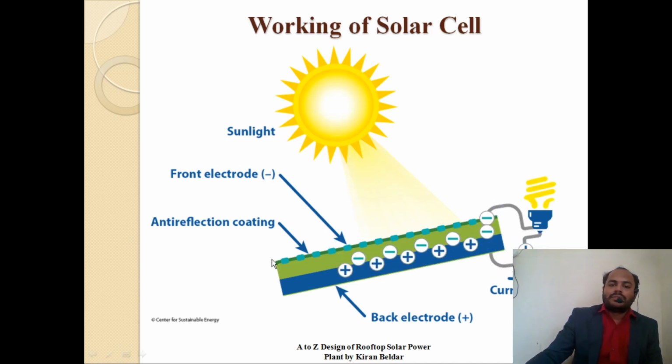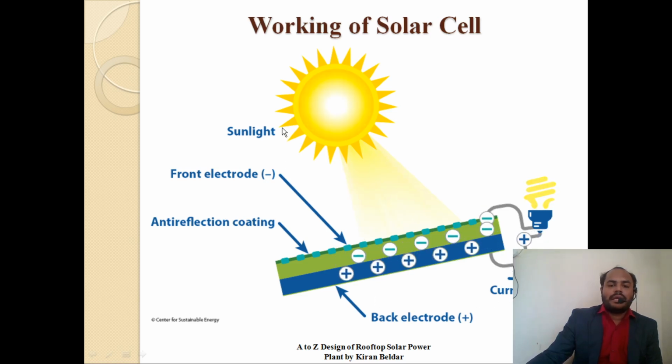Basically, the solar cell has an anti-reflective coating on the front side. On one side there is a front electrode, and on the other side there is a back electrode, where the current flow starts.